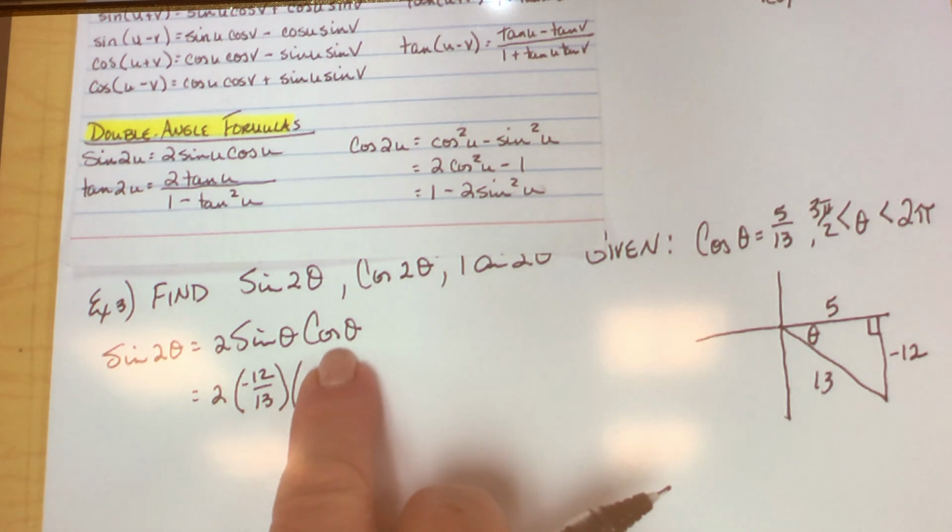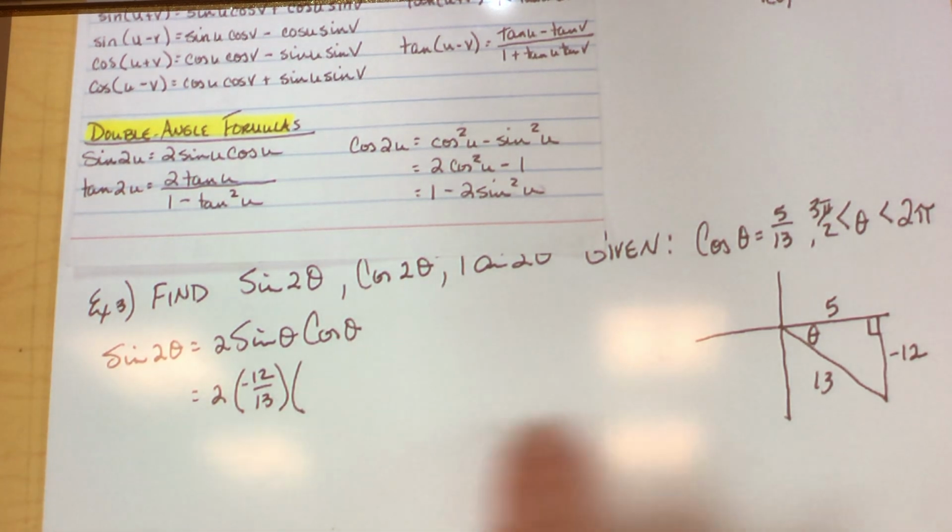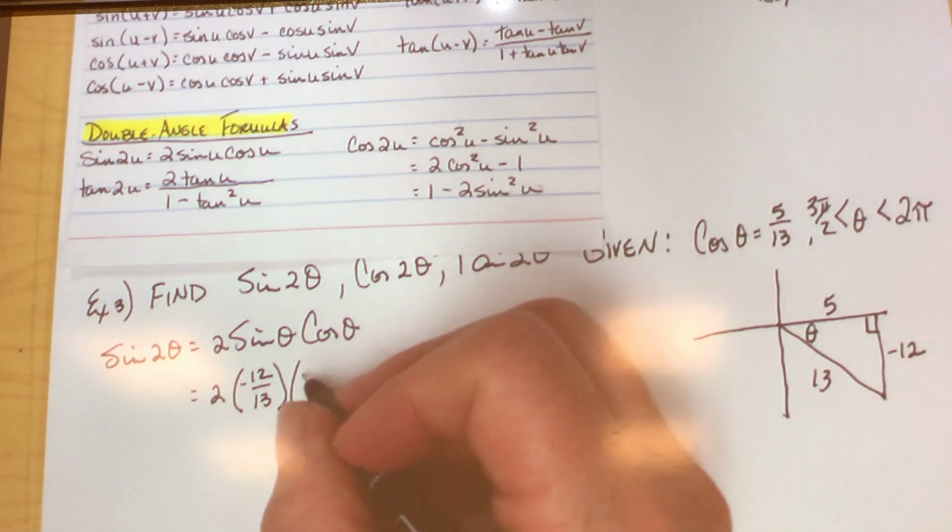Cosine of theta, adjacent over hypotenuse, 5 over 13.